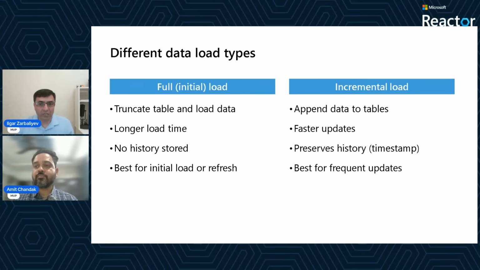Regarding incremental load, this is the process of updating the data warehouse with the changes since the last update. It takes less time than the initial load. This method is commonly used for regular updates to the data warehouse, such as daily or hourly updates. And it requires mechanisms to track changes in the source data since the last load.